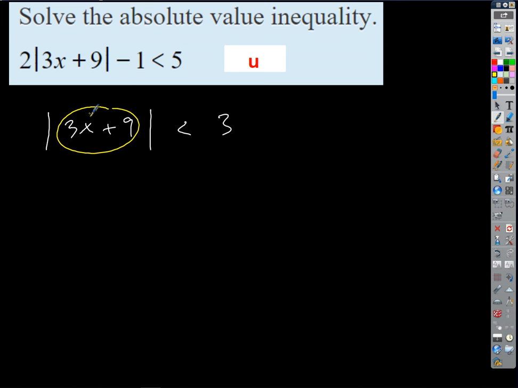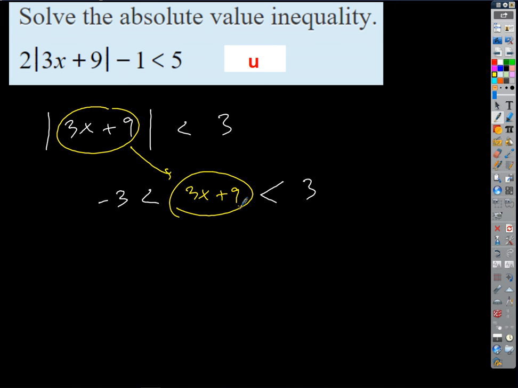What do we do with u? U is what? Sounds like bad grammar. U is what? Greater than negative 3 and less than positive 3, right? Okay, and we know what's in the middle. That's just 3x plus 9.